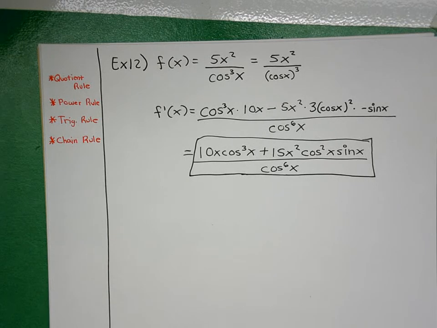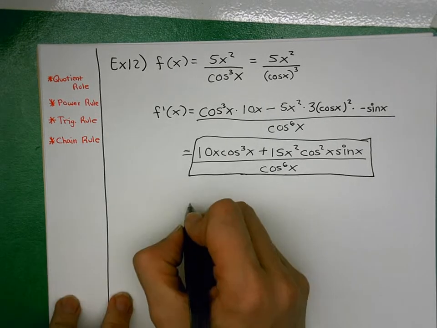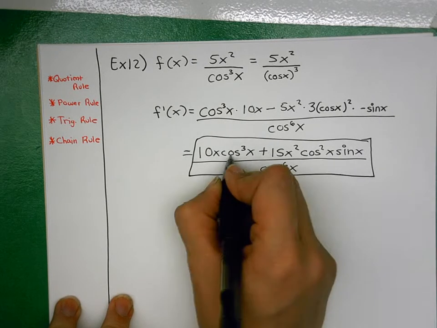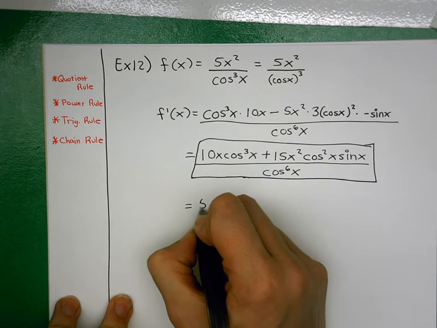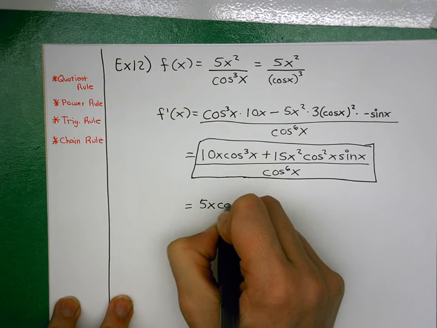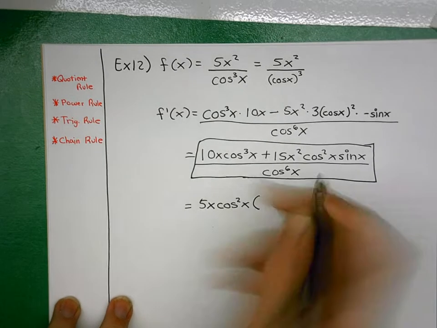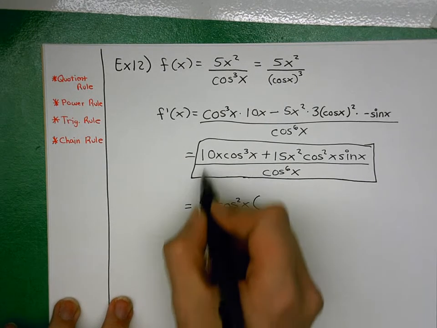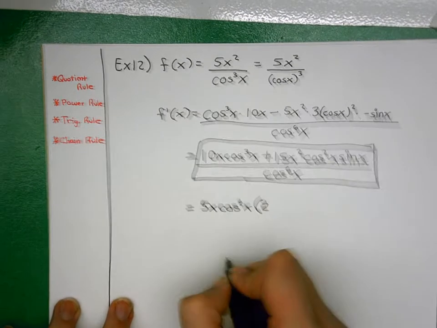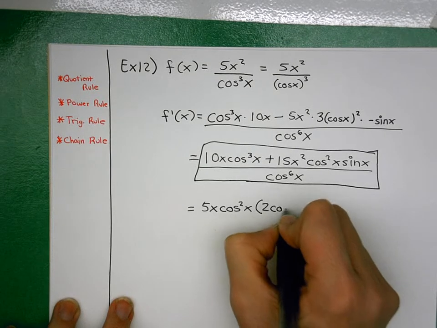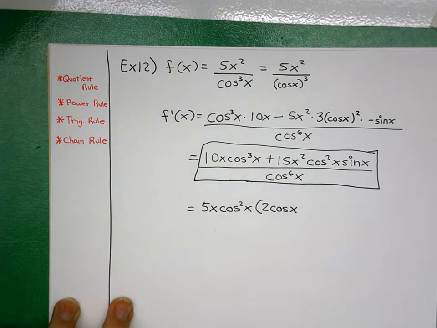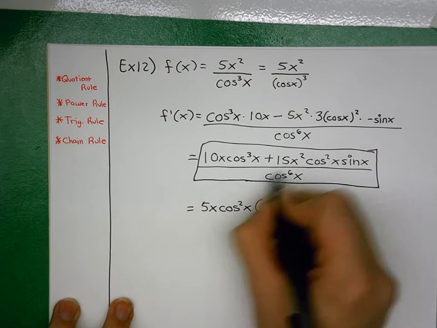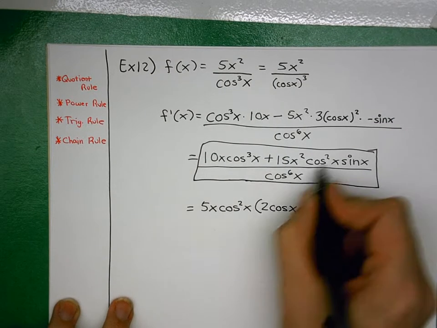Okay, in my numerator here, I see I have something in common. There's a 5 in common, an x in common, and 2 cosines in common. So I could pull out a 5, an x, and 2 cosines. What would you be left with? Okay, well, what if I pulled the 5 out? I'd have a 2, the x went away, and 2 of the cosines went away, leaving me with 1 cosine. In the second term, the 5 came out, leaving me with 3. 1 of the x's went away, leaving me with x. The 2 cosines are gone, but I still have that sine.